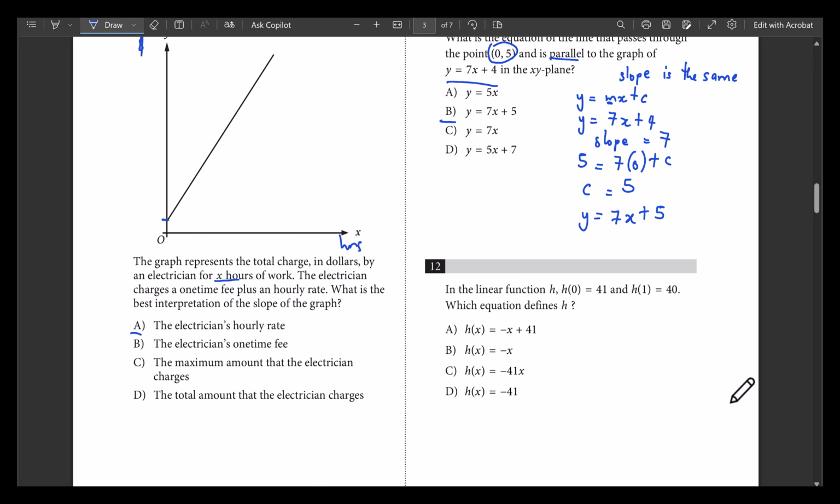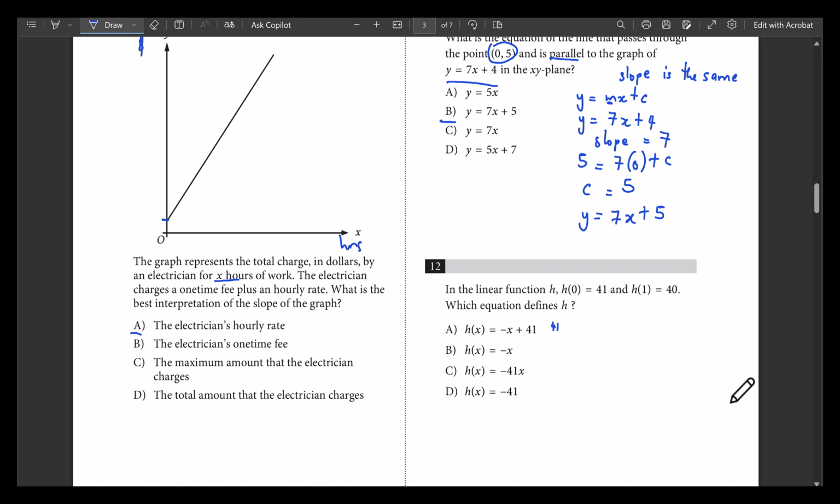Number 12, in the linear function h, h of 0 is equal to 41 and h of 1 is equal to 40. Which equation defines h? We are going to substitute 0 for x in h of x and see whether we're going to get 41 as our answer. In option A, if we put 0, we get our answer as 41.